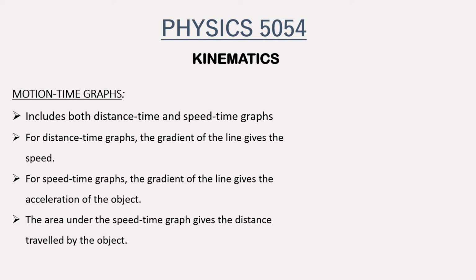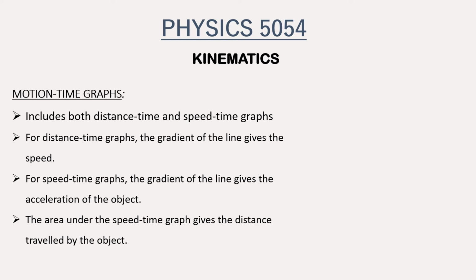For distance time graphs, the gradient of the line gives the speed. I am sure you are familiar with the concept of gradient in mathematics. It is the change in y divided by the change in x. We will look at more examples in the future, but for now we should just know that the gradient of the line in a distance time graph gives the speed.